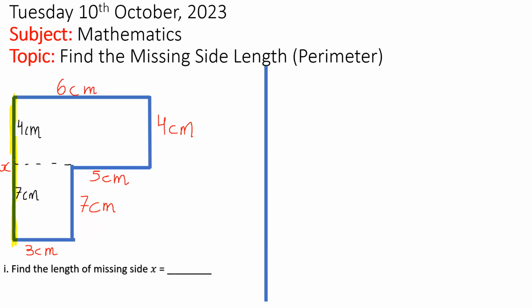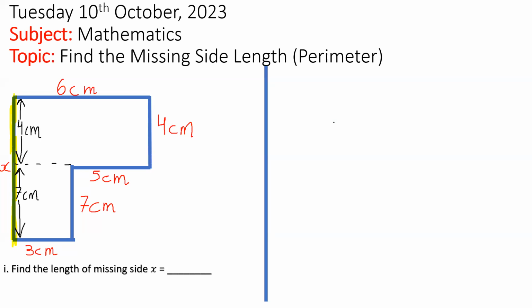Okay, I see what you're saying. So from here to here is 7. And then from here to here is 4. So what's going to be X? 11.